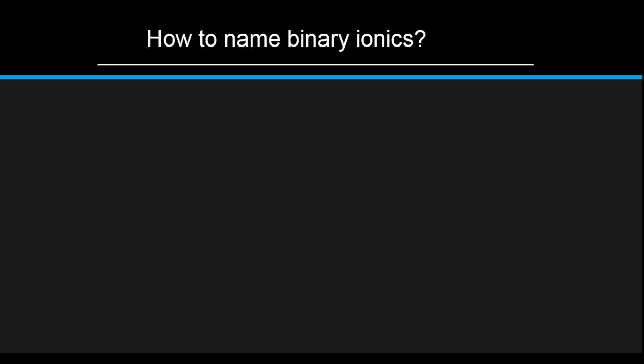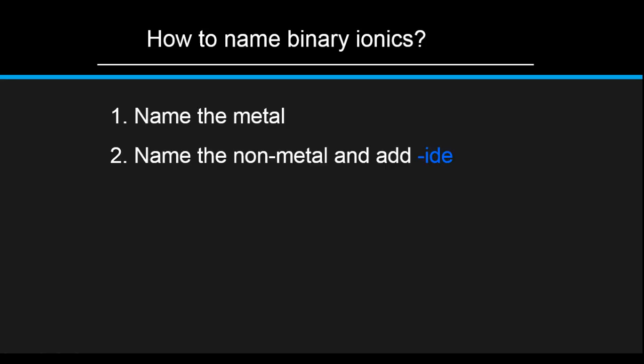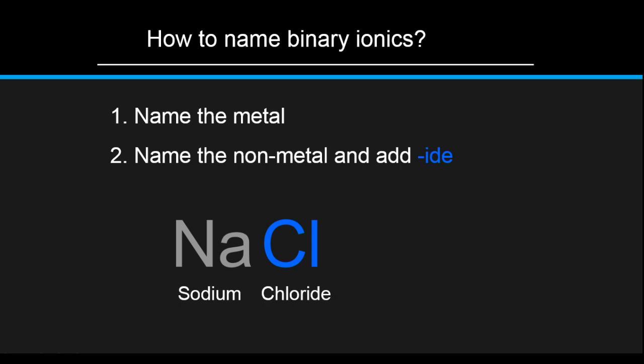Naming binary ionic compounds is quite easy. The first thing that we want to do is name the metal. Then the second thing we do is chop off the ending of the nonmetal and add -ide. So here we have sodium chloride. We have a sodium atom and a chlorine atom. Sodium is the metal, so you name it right outright. Chlorine, chop off the -ine ending and add -ide, so it's sodium chloride.